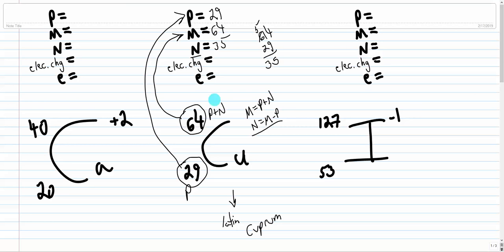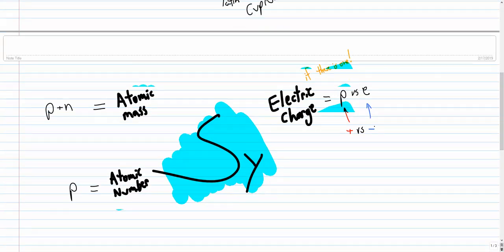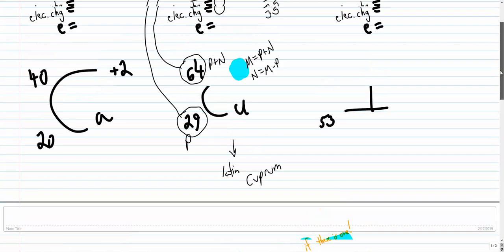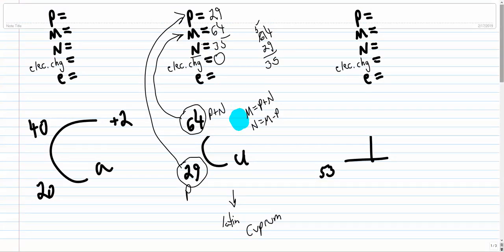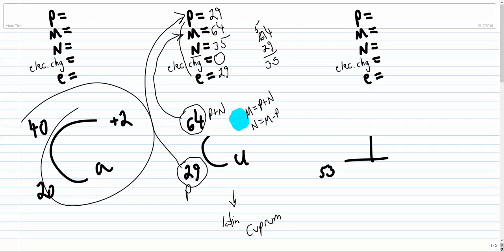Electric charge, I didn't put a number up here. There is no electric charge. So our electric charge for this atom is just 0. And when that happens, remember, it's a comparison of the pluses versus the minuses. So if there's no electric charge, that means our protons equals our electrons, so that's just 29. One down, two to go. Maybe we should pause the video while you try calcium.